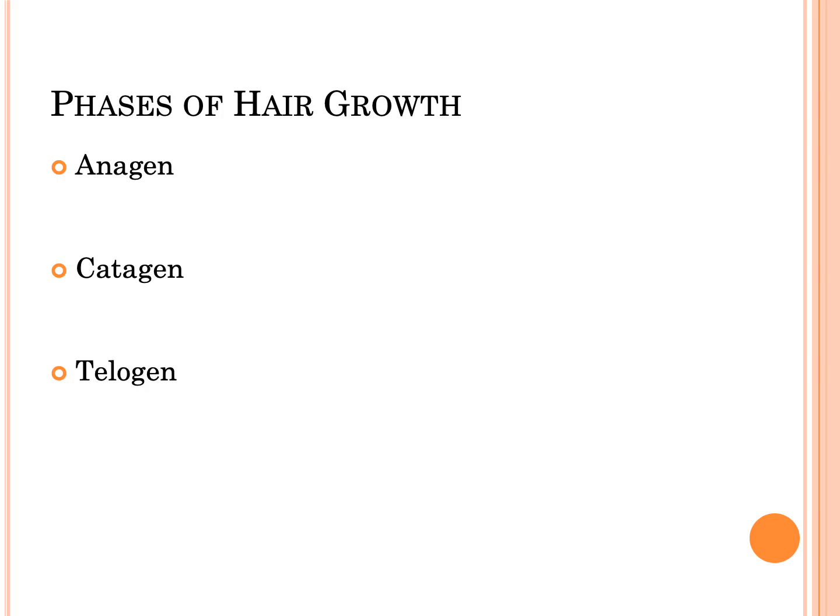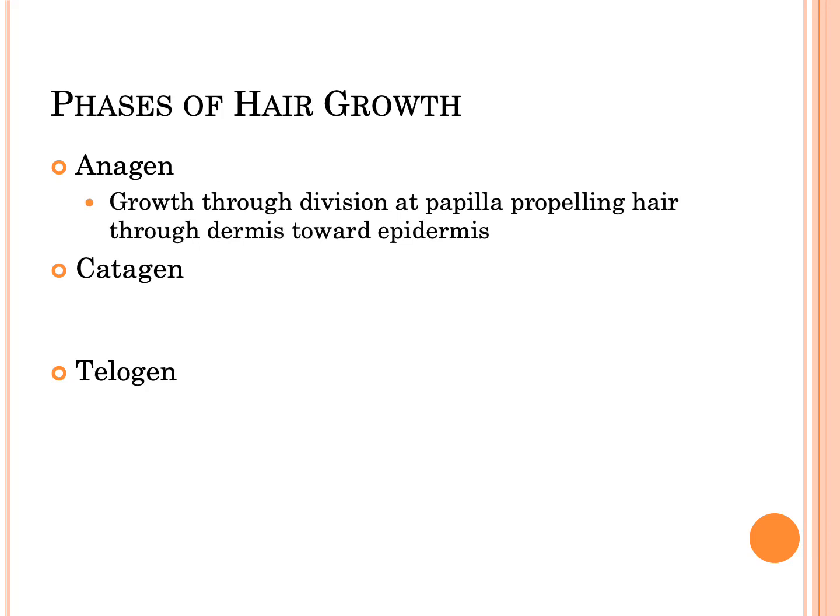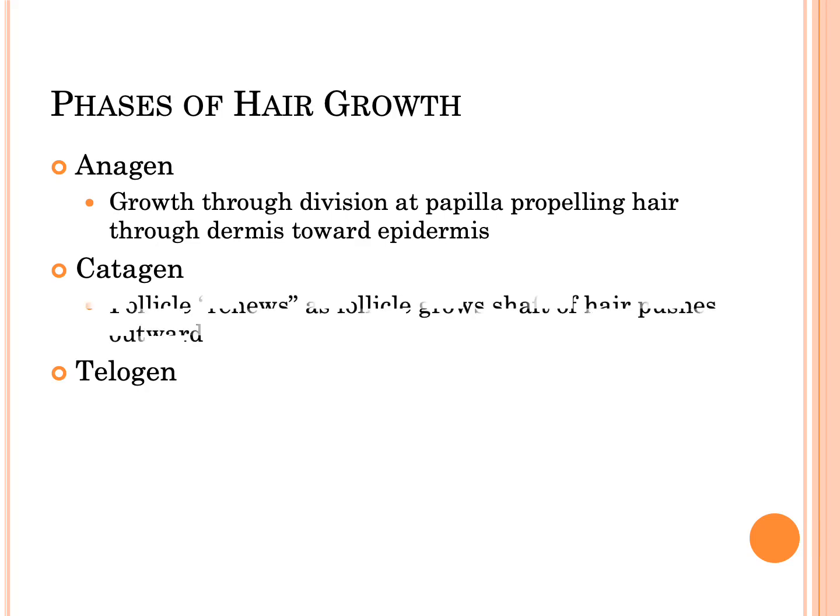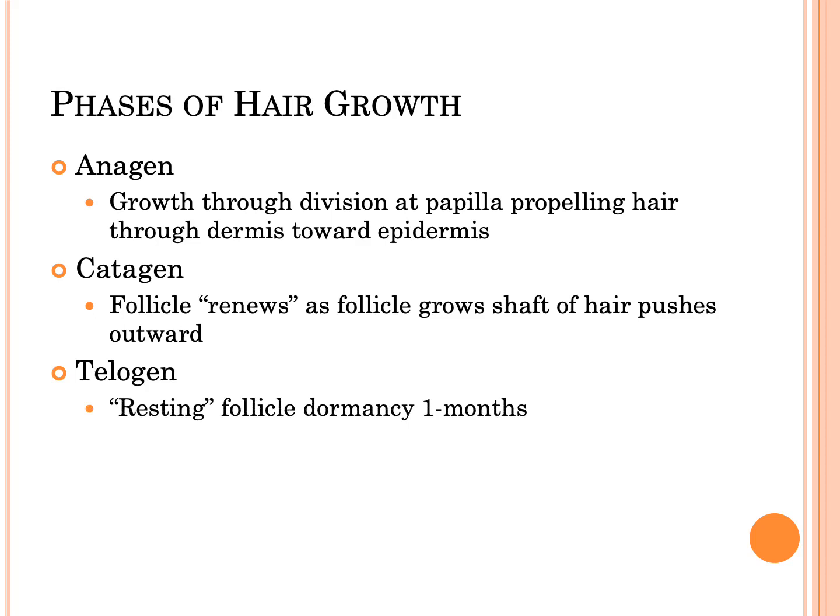In terms of hair growth, we have three distinct growth phases. We have an anagen phase. The anagen phase is growth through the division at the papilla, preparing the hair through the dermis towards the epidermis. We have the catagen. The catagen is where the follicle starts to renew itself, and we start to grow a new shaft that will propel the hair proper out of the follicular pore or follicular opening. And then we have the telogen phase. The telogen phase is the resting phase. This resting phase usually has a dormancy of about 1 month.